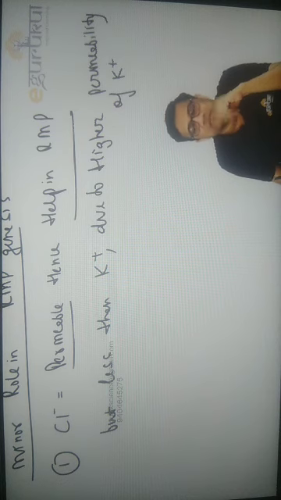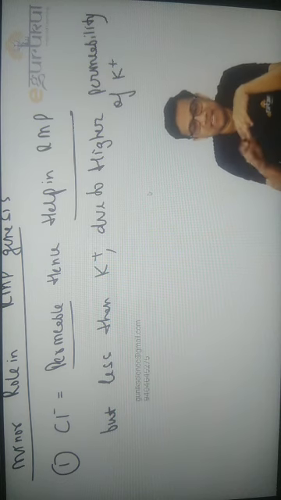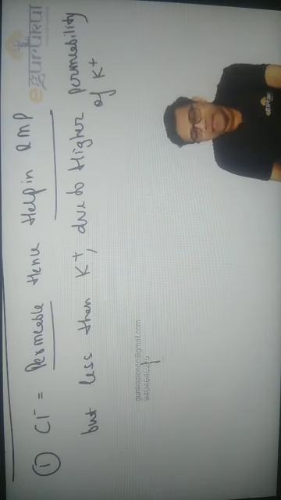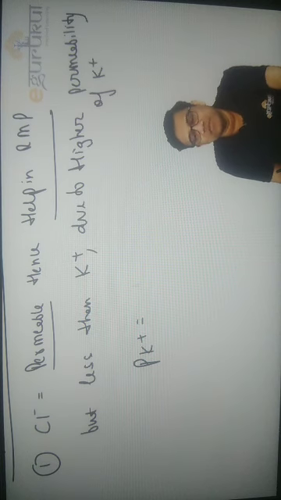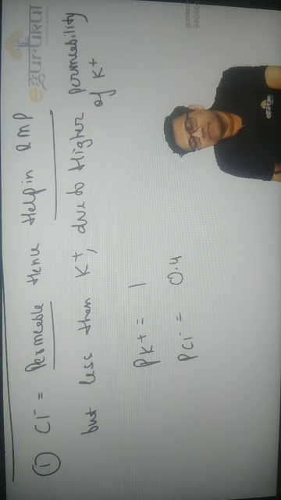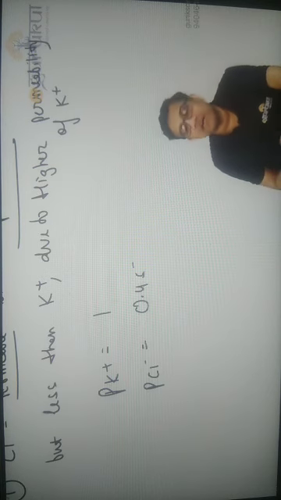So what is the case? It is less. Why? Due to the higher permeability of potassium, chloride has a lesser effect in this case. Now let's see one thing. If you put the K plus permeability, it is equal to 1, which means fully permeable. Then P chloride comes to be around 0.45, so you can easily see it is almost half or even less than half of the potassium permeability.